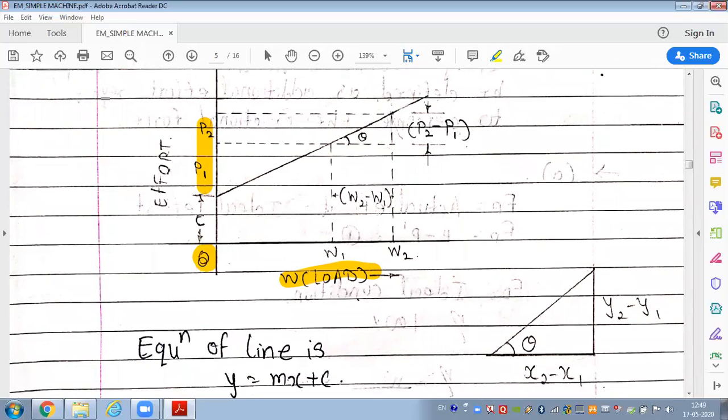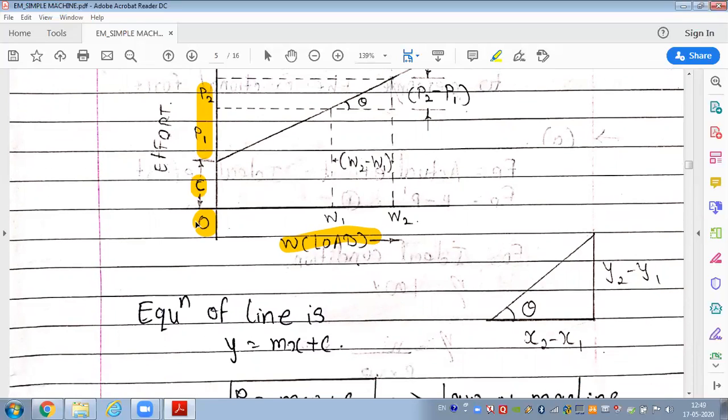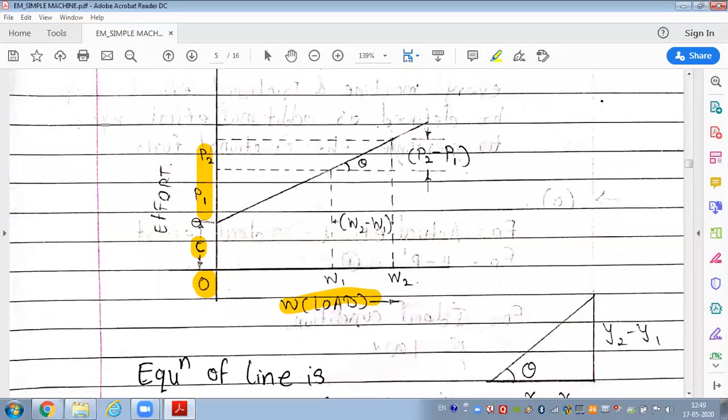Starting with the 0 point, the distance from the 0 point to P1 is given by the C point. It is a constant. By applying the graph, you have to obtain the difference between load and the difference between effort. And the angle made by the 2 points is given by theta.